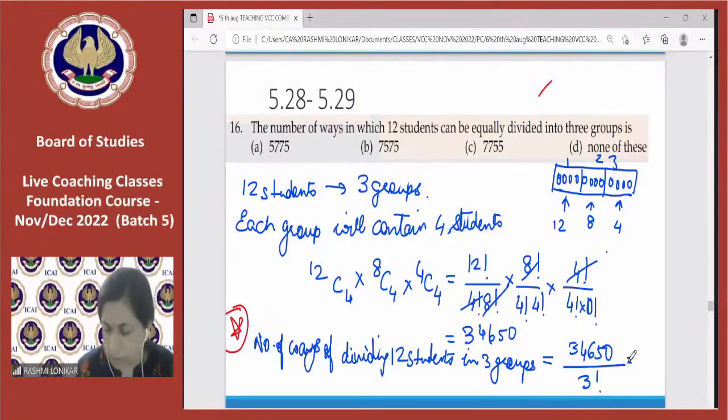Okay, so how much is this? 3 factorial is 6, divided by 6. Answer is 5775. Okay. Let me explain again.